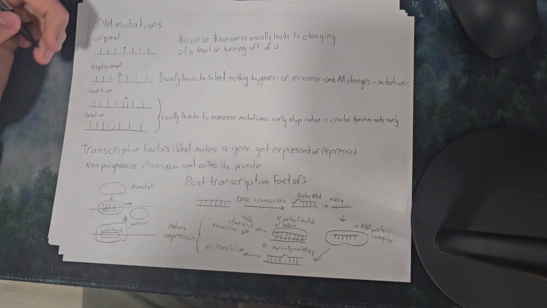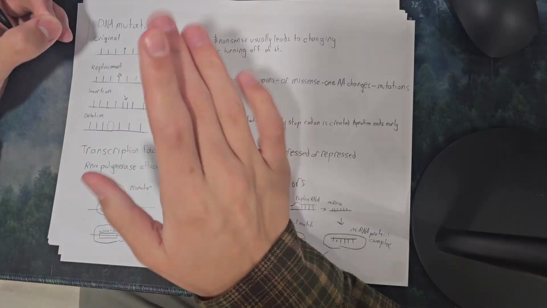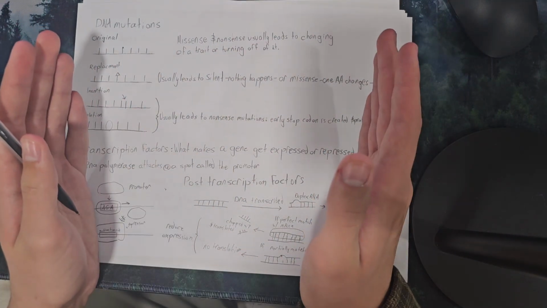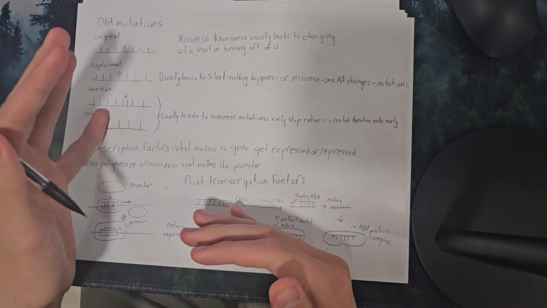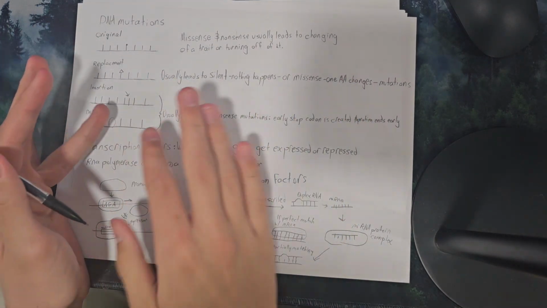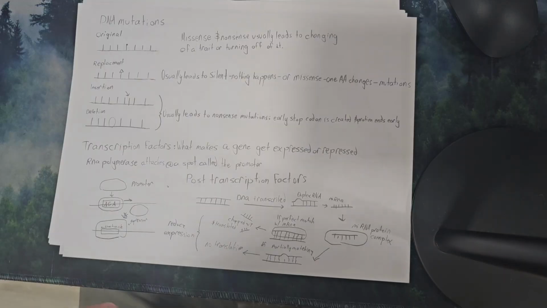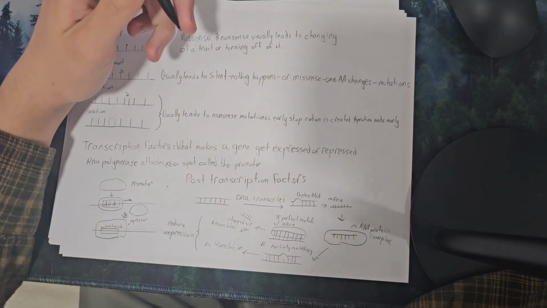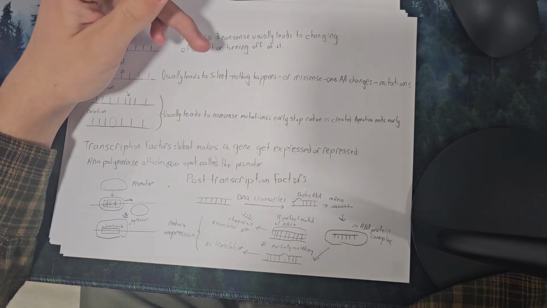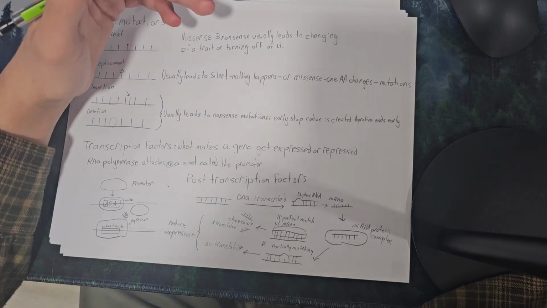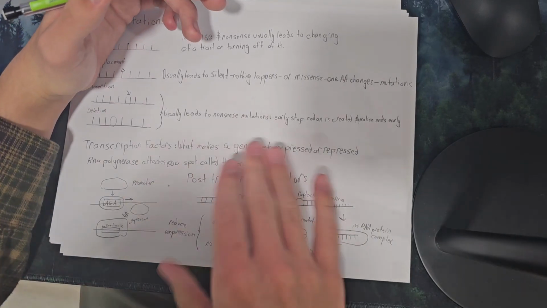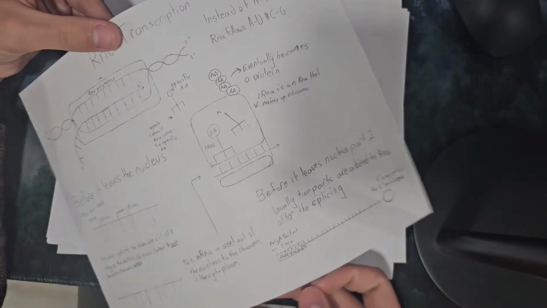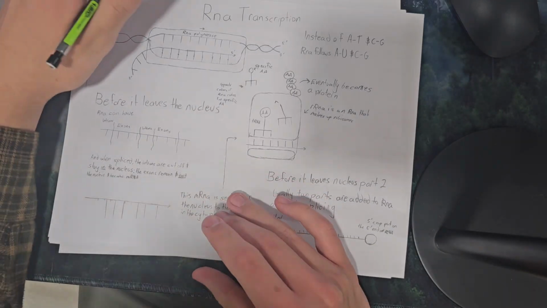Now you have insertion, which is when they add a new complete thing and it shifts everything to the right by one. Everything after that gets shifted to the right. And the complete opposite of that would be the deletion, where it takes one out and everything to the right of that gets shifted to the left by one. And this usually leads to nonsense mutations, which is when an early stop codon is created and the protein ends early. Now I have this thing right in here, but I'm not going to get to it yet. Instead, I'm going to talk about RNA transcription.